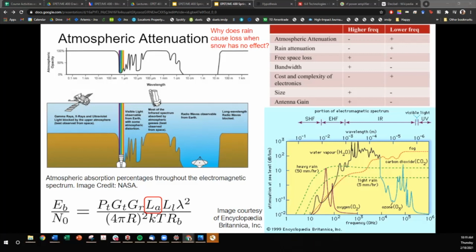If we're looking in this band, we're going to see some profile like this, where there is some partial attenuation from the atmosphere due to oxygen scattering our signal, or light rain or heavy rain, carbon dioxide, fog. And there was a question about loss when snow. So in the textbook, I said that snow has no effect, but it does have an effect. That was a mistake in the textbook. It has less of an effect than rain. The intuition behind that is that rain is much denser, and so the scattering will be much more, whereas snow is less dense and will have less of an effect.